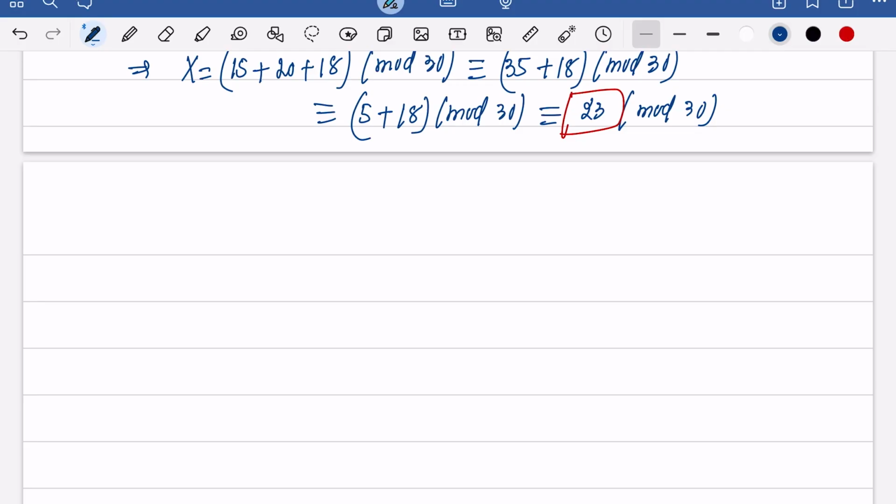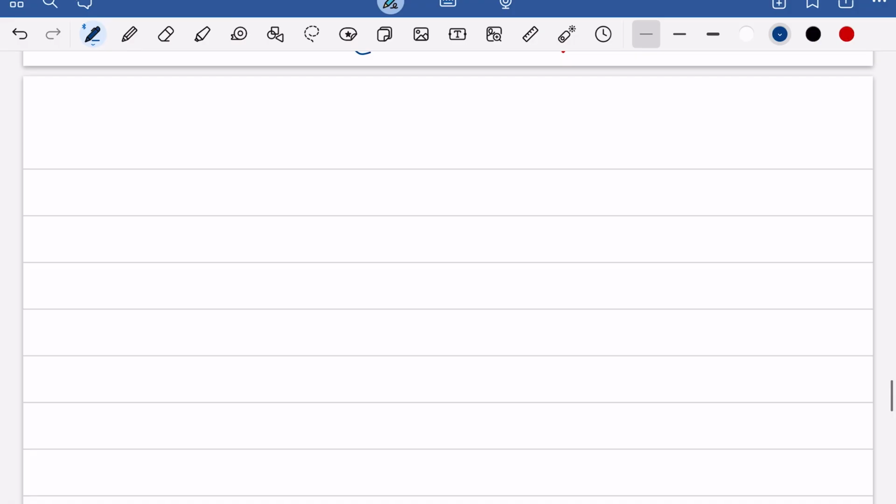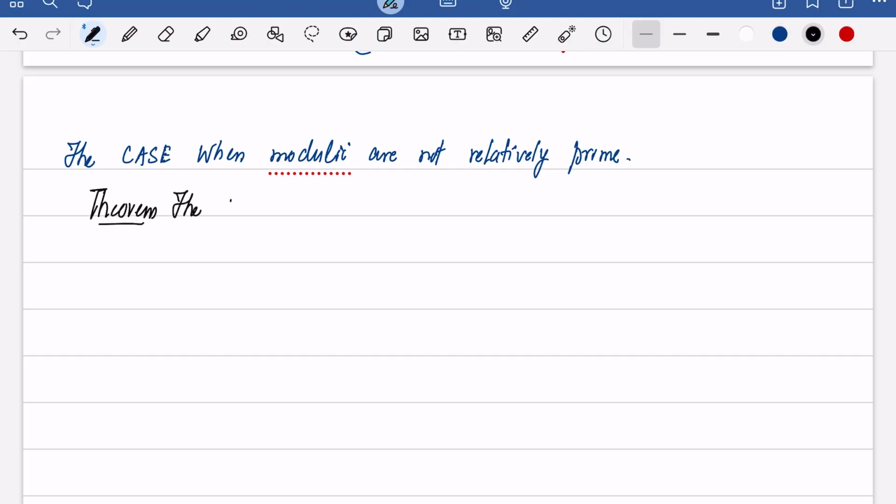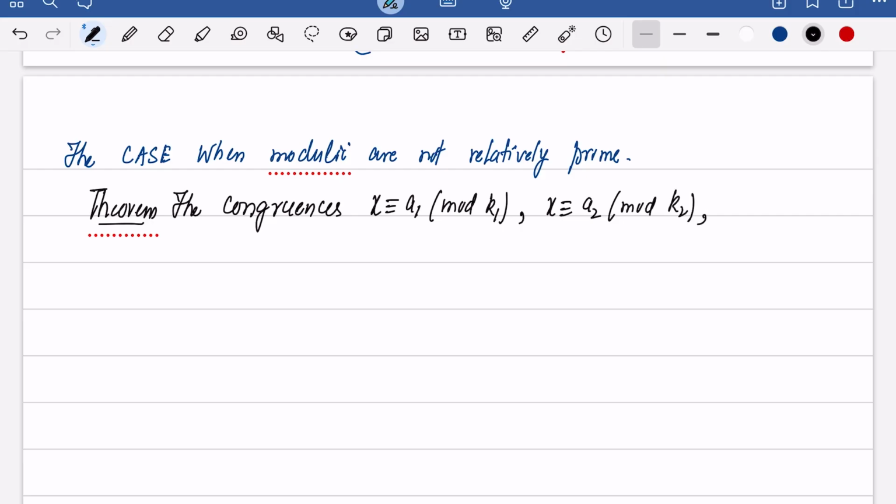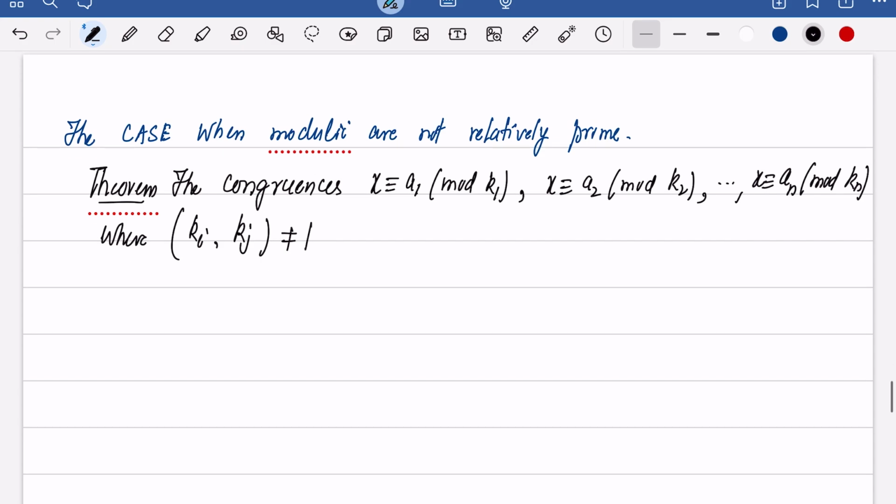Now we move to the different dimensions of the Chinese remainder theorem, and the case is when moduli are not relatively prime. Here first we mention one theorem. The congruences x congruent to a1 mod k1, x congruent to a2 mod k2, and so on, x congruent to an mod kn, where GCD of ki, kj is not necessarily equal to 1. Sometimes it may be 1 and sometimes it may not be 1.